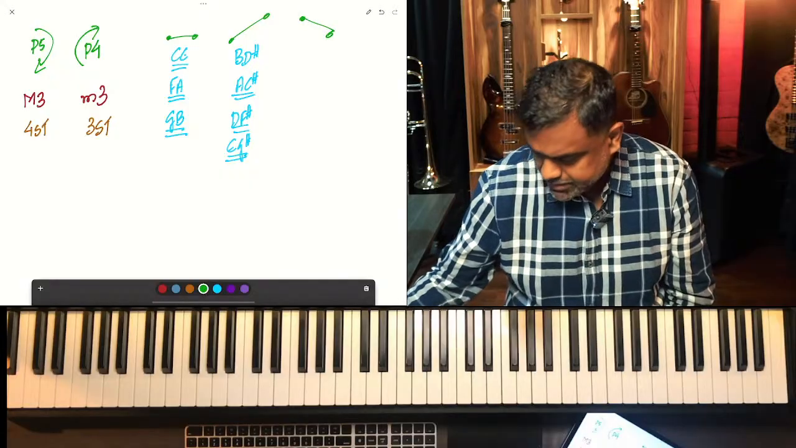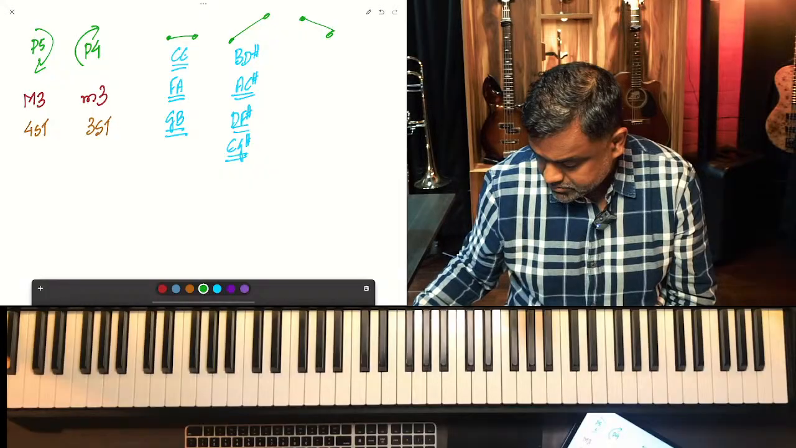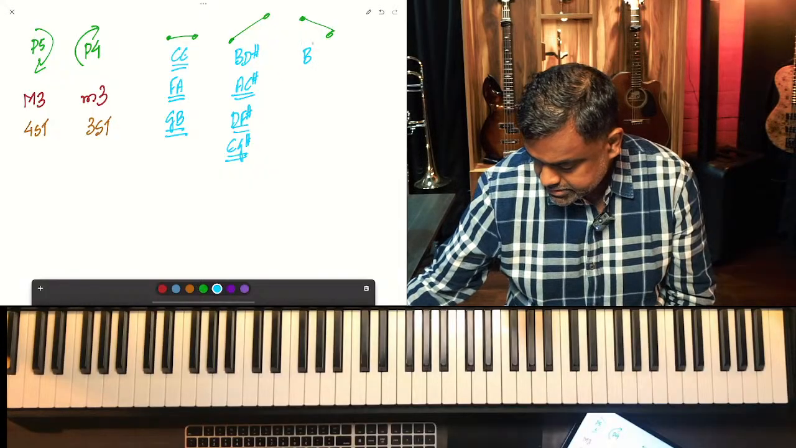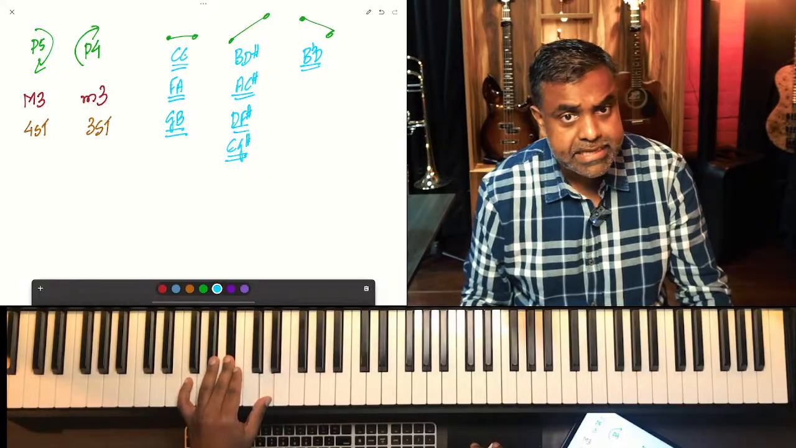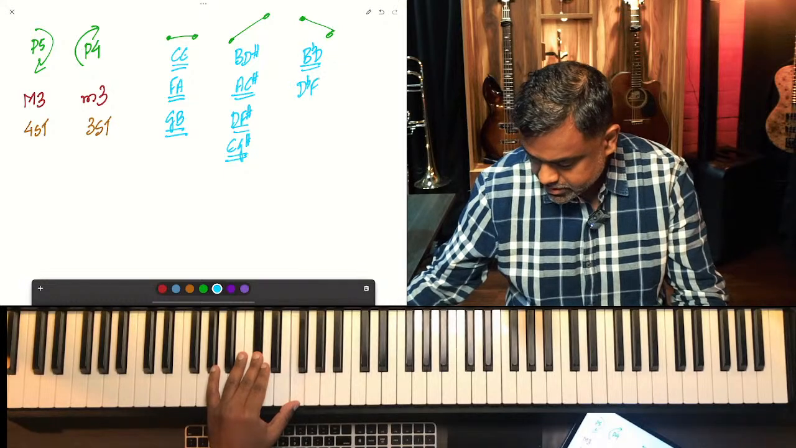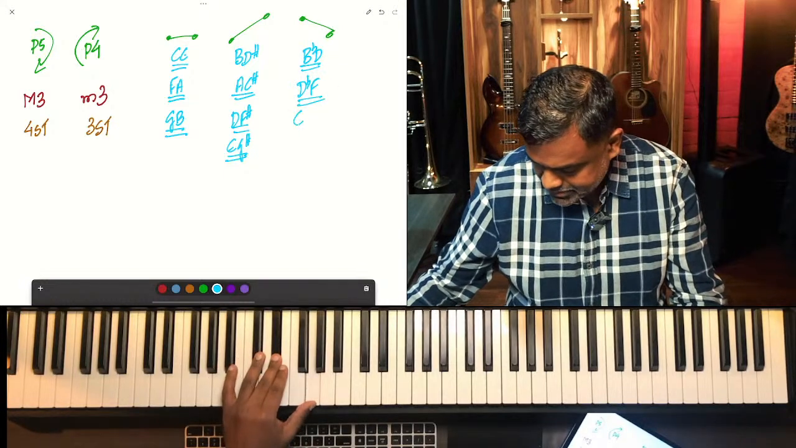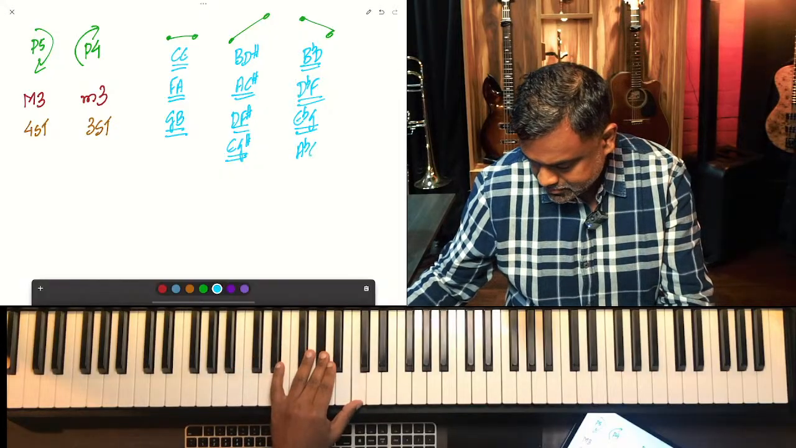Then you have black-white major thirds. So you could remember like that. What are the black-white major thirds out there? The B flat for sure. Yeah, the B flat D. Then you could have D flat F, E flat G, A flat C.